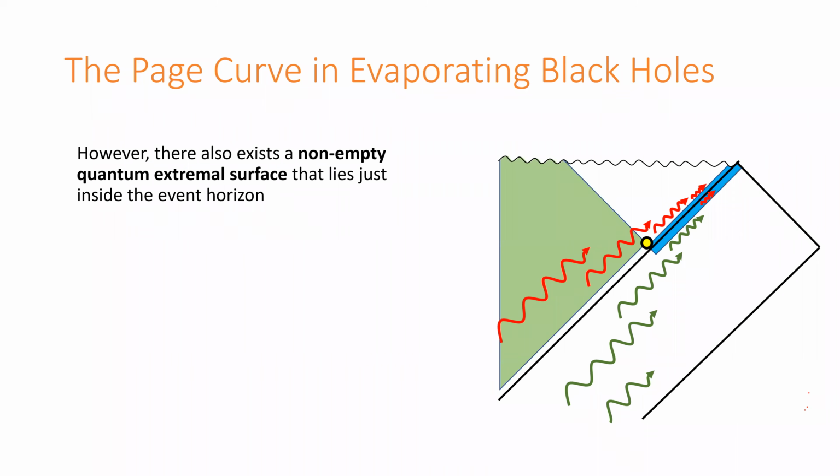But it turns out that there also exists another quantum extremal surface, a non-empty quantum extremal surface that lies just inside the event horizon of the black hole. This yellow dot in the Penrose diagram. Really, of course, it's a sphere. What's the area of this surface? Well, it's just the horizon area.